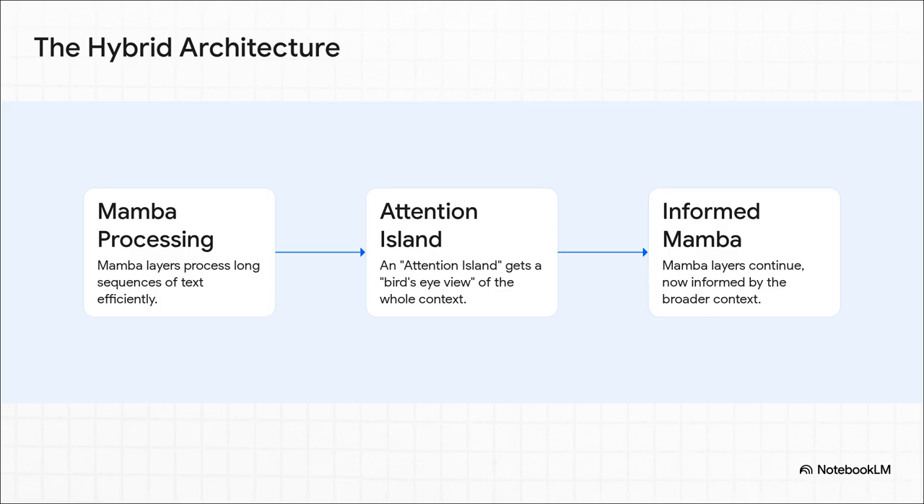Okay, so here's how it works. You've got the Mamba layers just cruising through the text, processing it super fast. But then, every so often, the data hits what Nvidia calls an attention island. That's a classic transformer layer that stops the linear reading for a second to get a bird's eye view, connecting ideas from totally different parts of the text. Then the Mamba layers take over again, but now they're smarter, armed with that deep, long-range context.